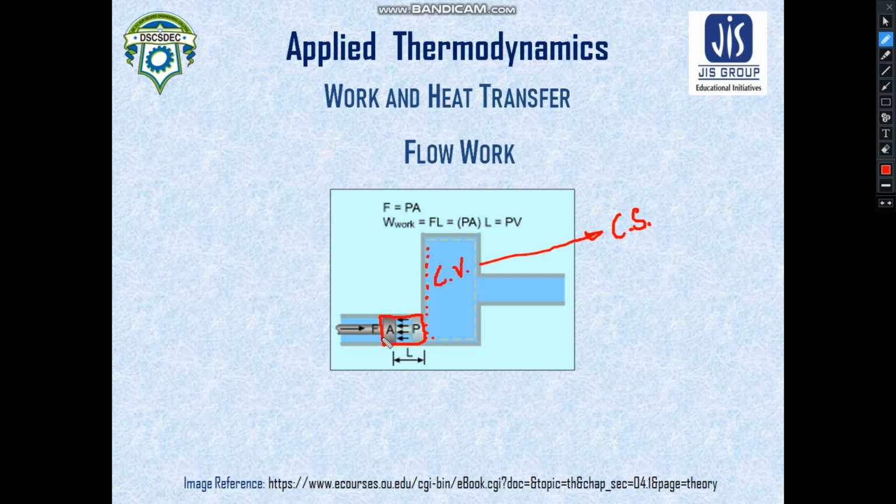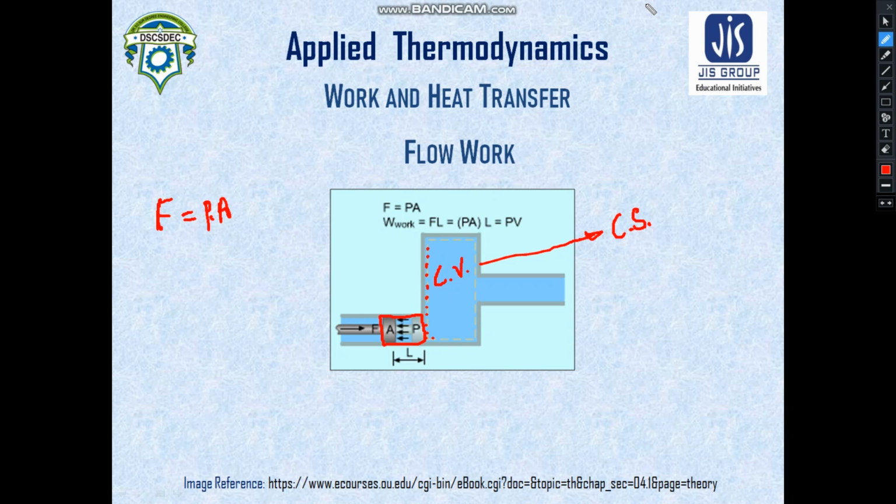The piston has an area of A. It is exerting a force F on the fluid, and the fluid is also exerting a force by virtue of the pressure P. So at equilibrium condition, the force exerted by the fluid is equal to the force exerted by the piston. So you can write F is equal to P dot A. Now we need to find out the flow work.